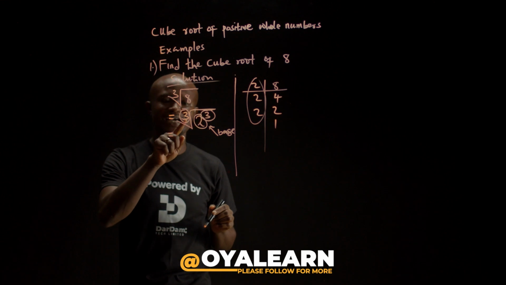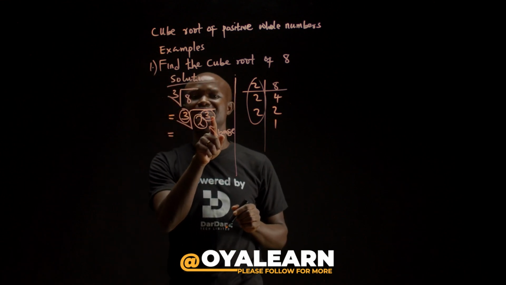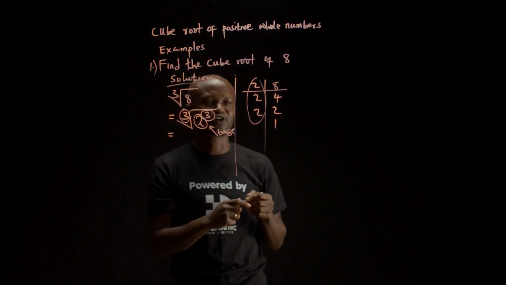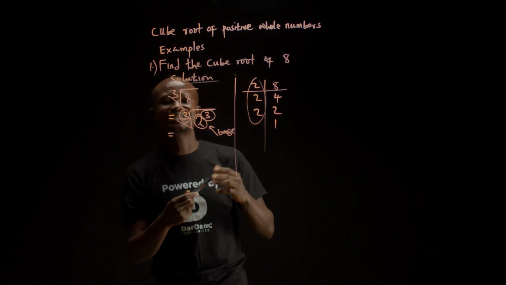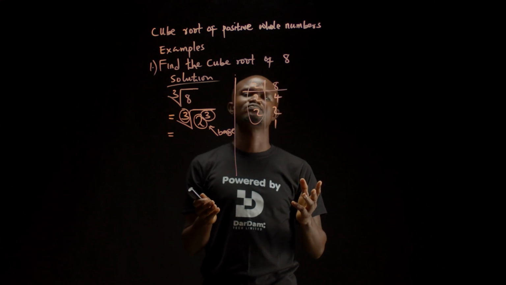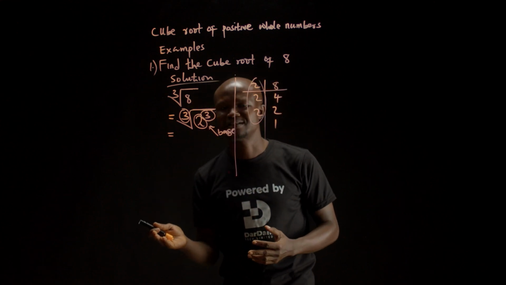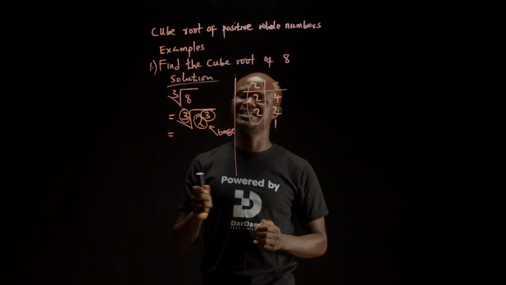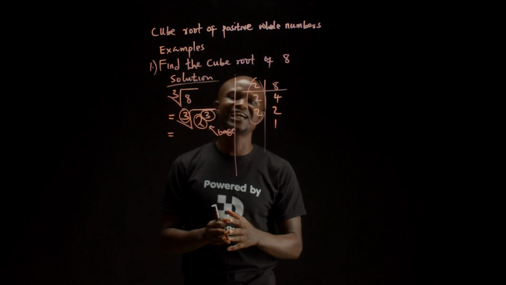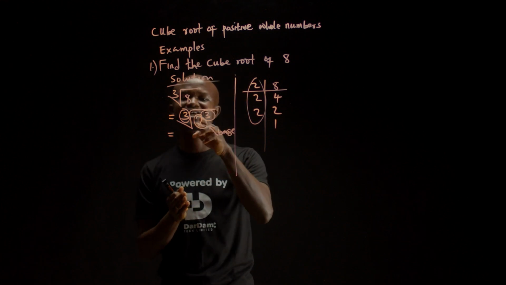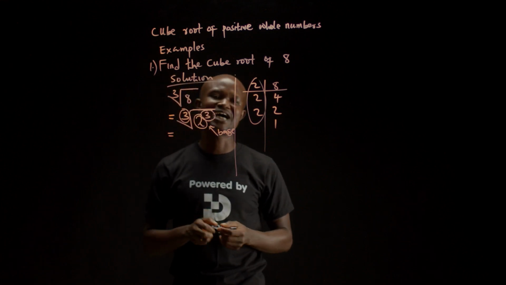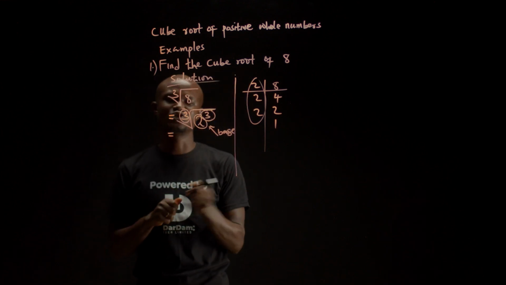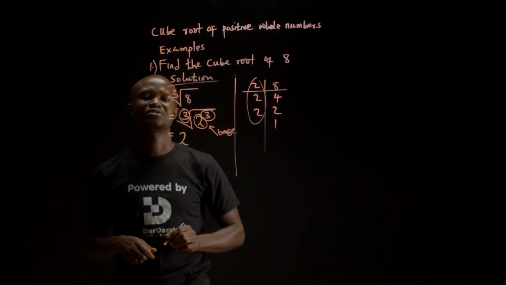Since the number here is the same thing as the power here, it means that if you want to find the cube root of a number, express that number in the form of a cube, such that the power is raised to the power of 3. Then the base of the initial expression is the cube root of that particular number. So it means that the cube root of 8 here is what? Is 2. That is the answer.